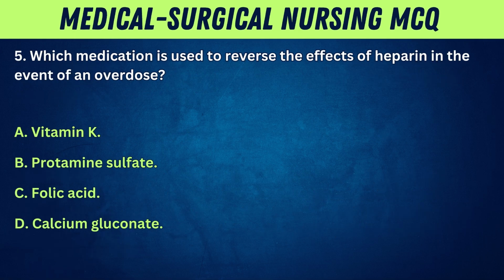5. Which medication is used to reverse the effects of heparin in the event of an overdose? A. Vitamin K. B. Protamine sulfate. C. Folic acid. D. Calcium gluconate.